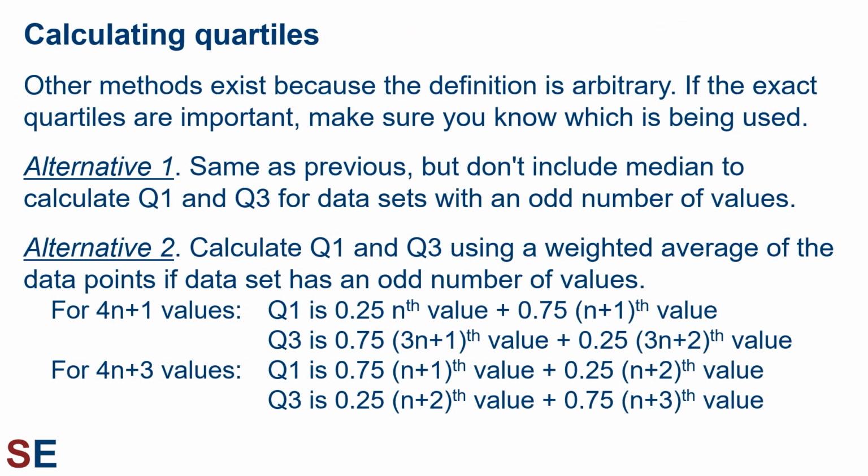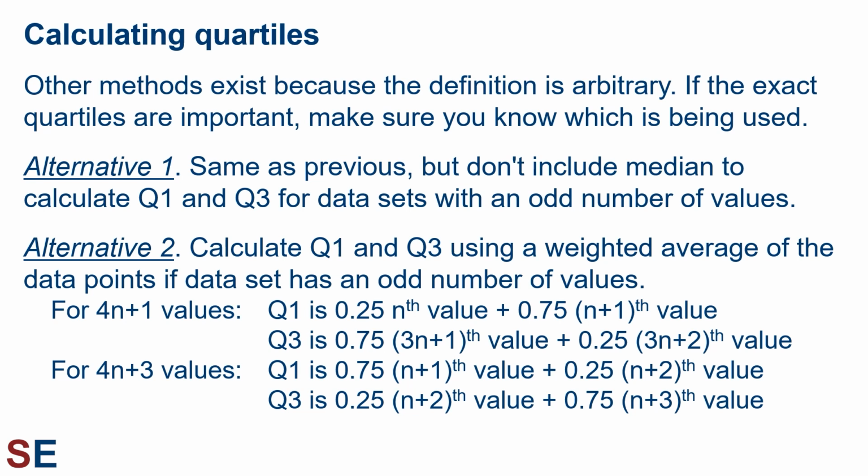So it turns out that other methods exist because the definition of the median is actually arbitrary. There's no good theoretical foundation for it. If the exact quartile values are important, make sure you know which is being used. So there's an alternative number 1, which is the same as the previous method described, but we would not include the median when we're calculating Q1 and Q3 when we have data sets with an odd number of values.